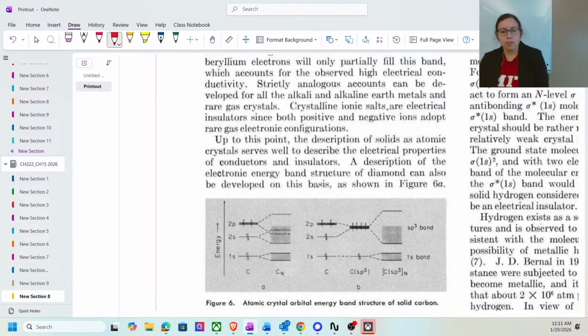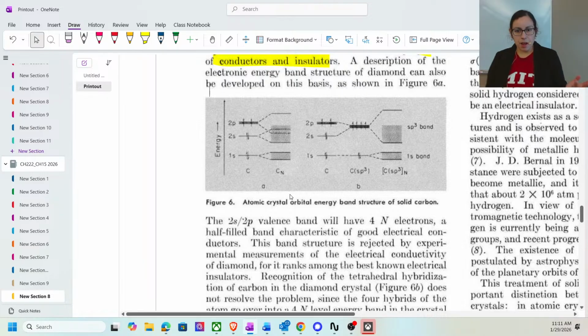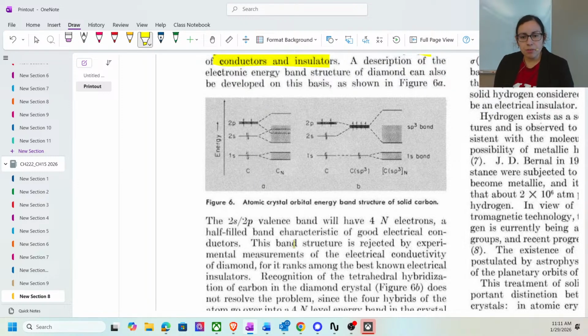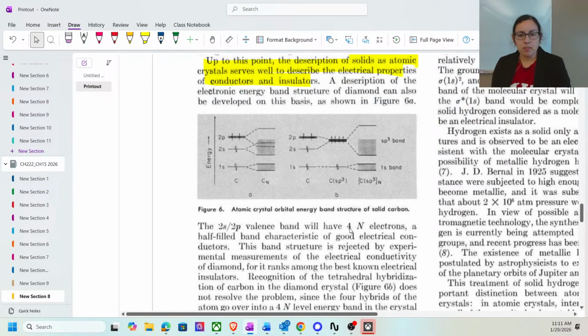So, okay, this has been great, right? These solids as atomic crystals. So this has served us well. Okay, now let's look at diamond. And so the problem with diamond, at least in this atomic orbital approach, is that it doesn't correctly show that it's an insulator. And so it tries it by two different methods here, just initially, right?